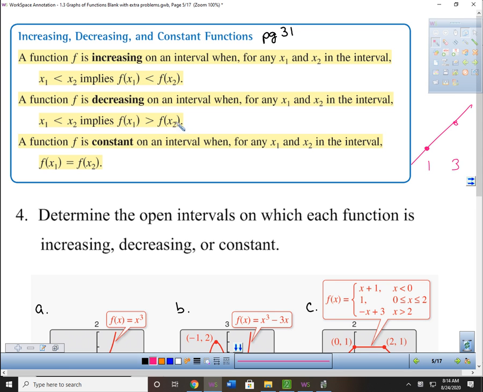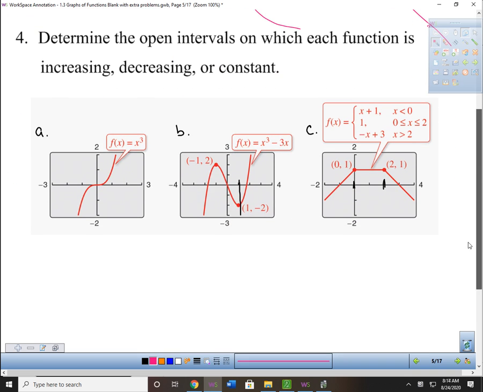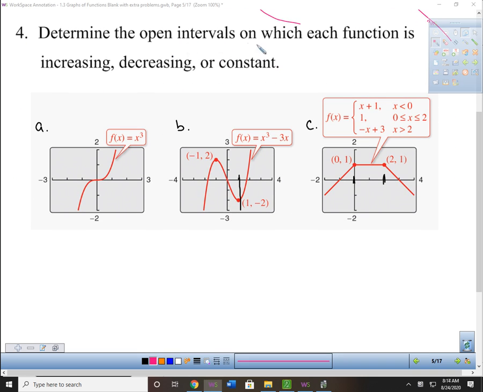I'm decreasing on an interval when, for x1 and x2 in the interval, x1 is less than x2, and when I plug in the first one, it's bigger than when I plug in the second one. So you have something like this, right? Or like a curve and it's going down, okay? It is constant when, for any x1 and x2 on the interval, when I plug in the first x and I plug in the second x, I get the same thing. So that's just a flat line, right? We call that constant. So when you're looking at these, it says determine the open intervals on which each function is increasing, decreasing, or constant.